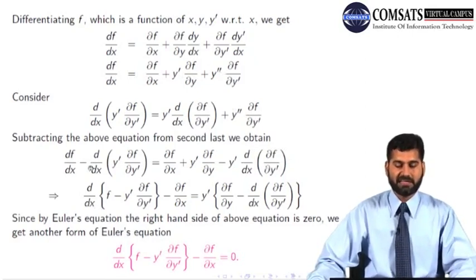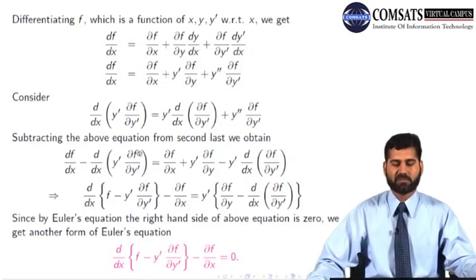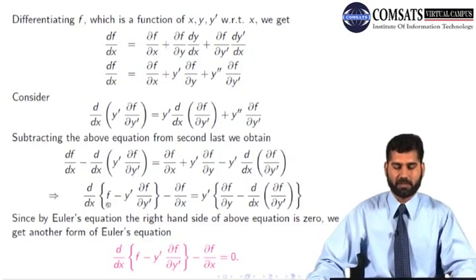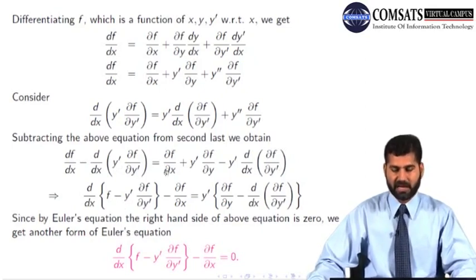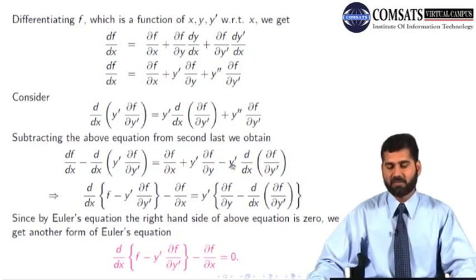So this implies that it is d by dx of f minus y prime, because d by dx is one operator, so I can bring it outside, and f minus y prime df by dy prime, I can write inside. All right, and I brought this partial f by partial x to the left side. Here y prime is common in these two terms. I brought this y prime outside, so you are left with partial f by partial y minus d by dx of partial f by partial y prime.